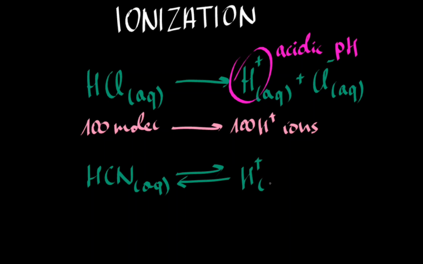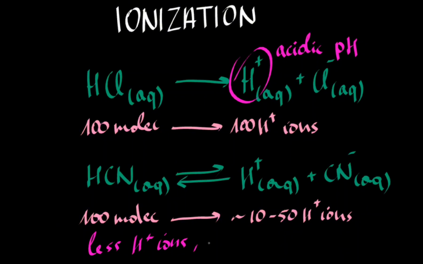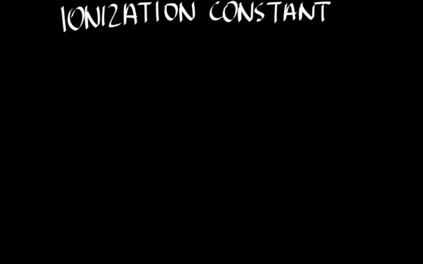However, the process itself is reversible, which means if we have 100 HCN molecules, only 10 or maybe 50 molecules will ionize into ions. We don't know the exact number, but we can say that this acid will produce fewer H+ ions, which means that pH will be acidic, but not as acidic as an HCl solution. If you want to learn how to write ionization equations, I leave a link in the description.